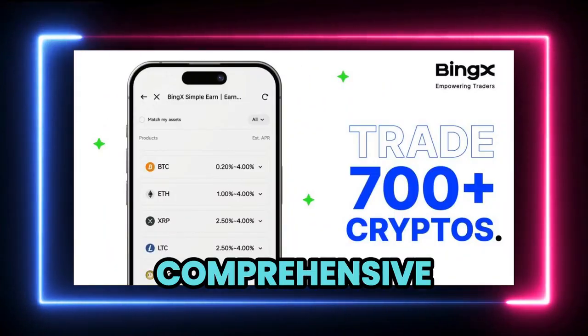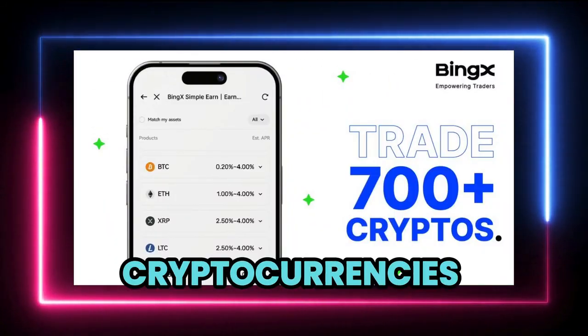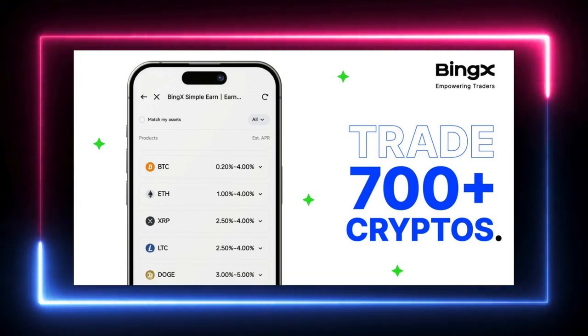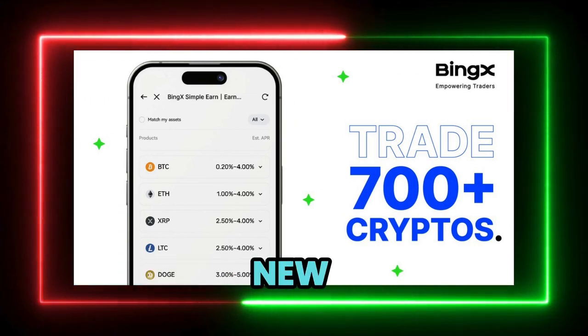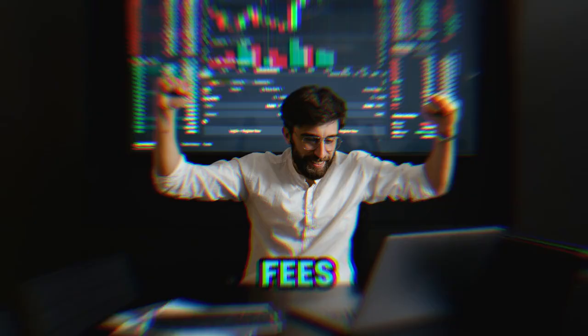BingX isn't just about bonuses. It's a comprehensive platform offering over 700 cryptocurrencies for trading. You can trade major coins like BTC, ETH, and new altcoins. Plus, the fees are some of the lowest in the industry, starting at just 0.1% for spot trades.